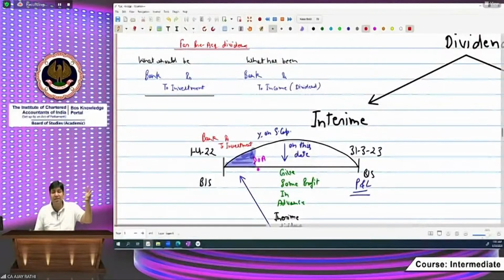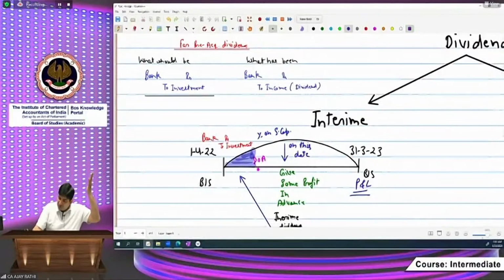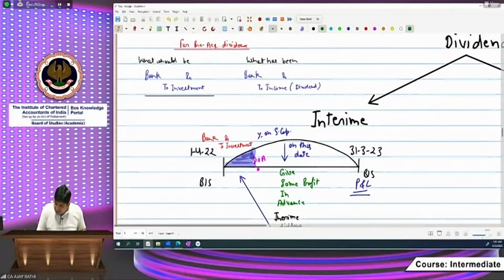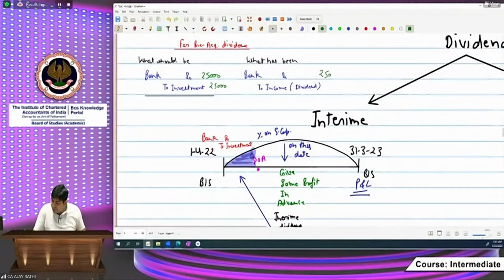Now, can you please tell, anyone? I am waiting for an answer. Can you please tell what should be the rectification? Suppose the amount is 25,000. That must be credited to investment, but that has been credited to income, that is P&L.